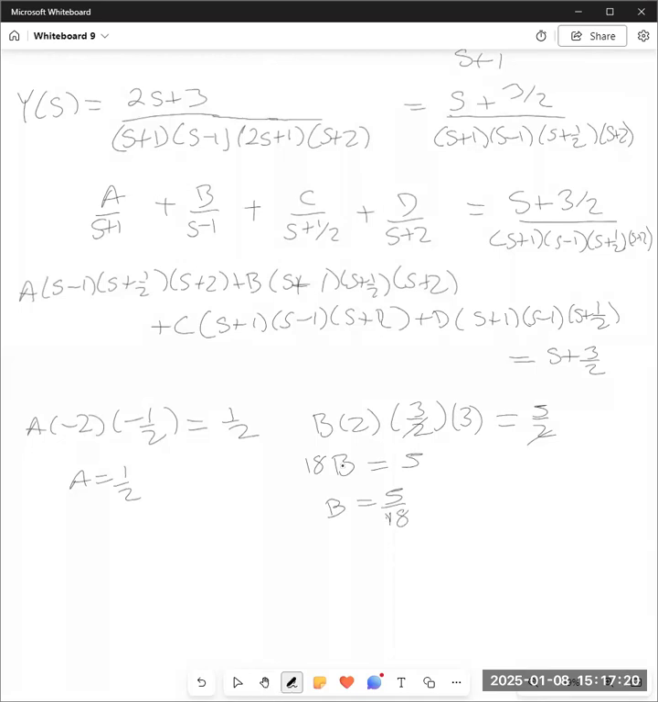And I'm going to let s be equal to -1/2 to solve for C, and that is C times 1/2 times -3/2 times 3/2 is equal to 1. And so that gives me -9C is equal to 8. C is equal to -8/9.